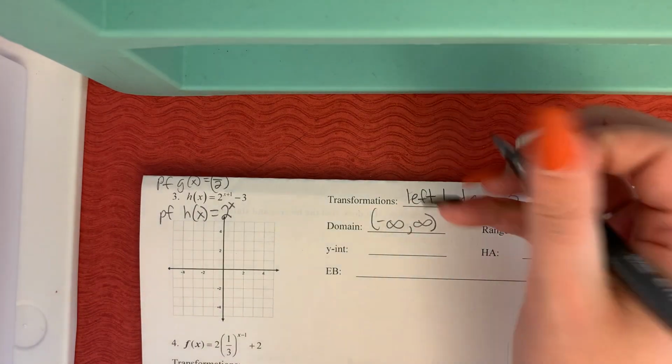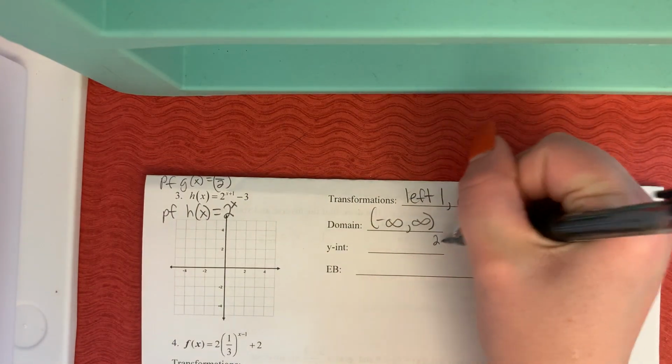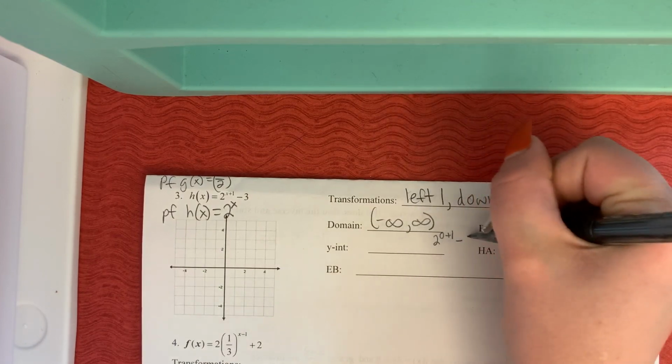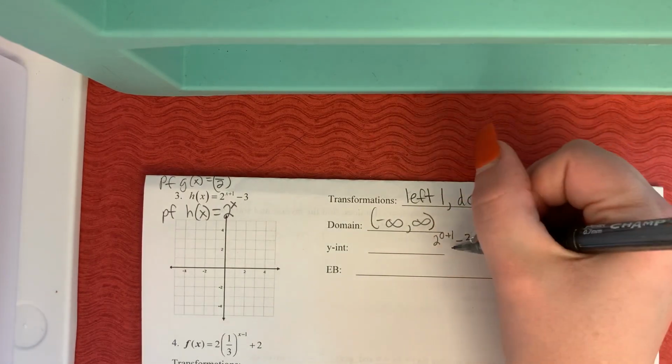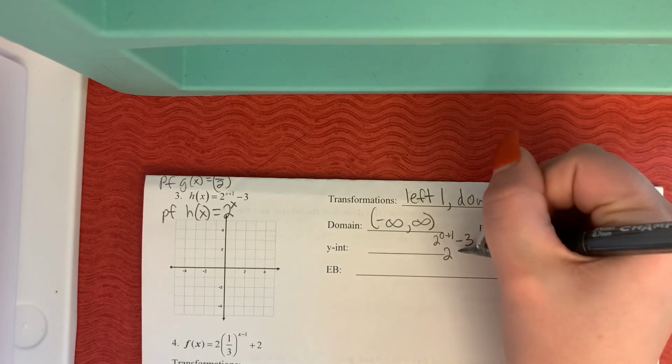And then to find our y-intercept, we'll plug in 0. So we'll do 2 to the 0 plus 1 minus 3. So that'll be 2 to the first, which is just 2 minus 3.